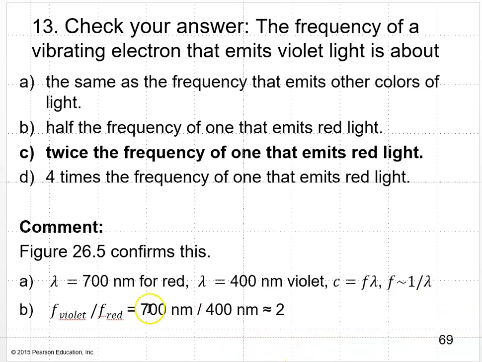Remember, wavelength of red light divided by the wavelength of the violet light. Wavelength of red light is 700 nanometers. Wavelength of violet light is 400 nanometers. That is 7/4, and that's very close to 2. So the frequency of the violet light is going to be twice the frequency of the red light.